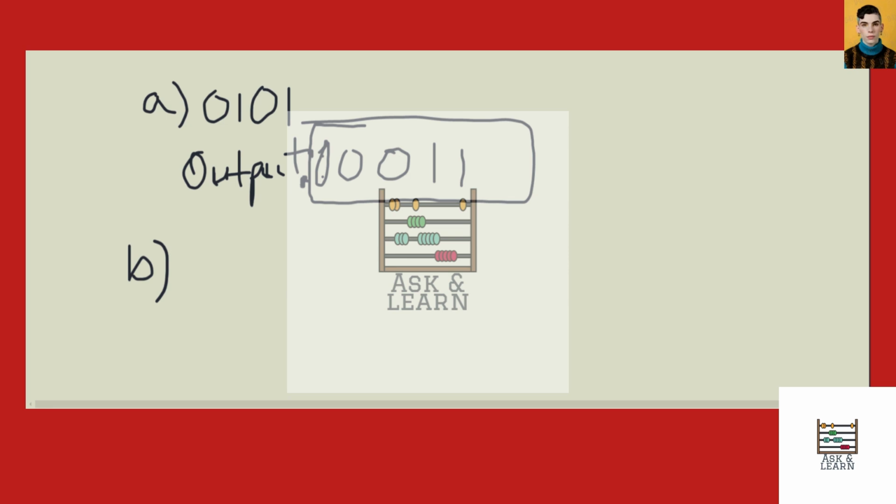Now, in part B, we're given the input string 1, 1, 1, 1, 1, 1. Now, we're going to start at S0, so the first digit of the output is 0. And then for every digit in the input, we'll determine the next state and the output. So we have that the first digit in the input is a 1, and so we're moving from start state S0 to state S2, and our output is going to be a 1.